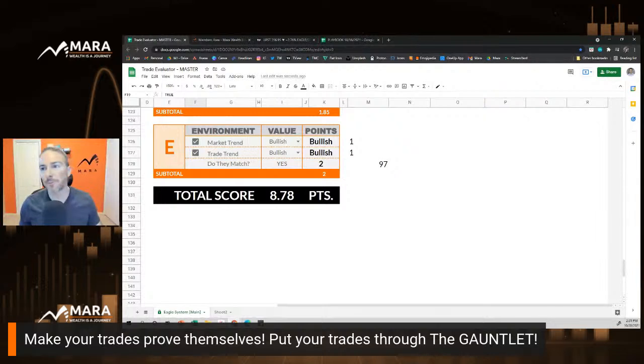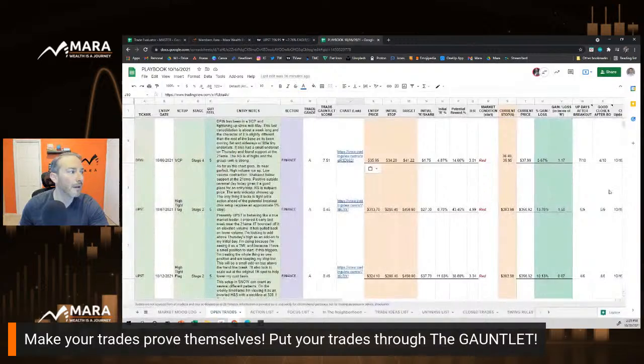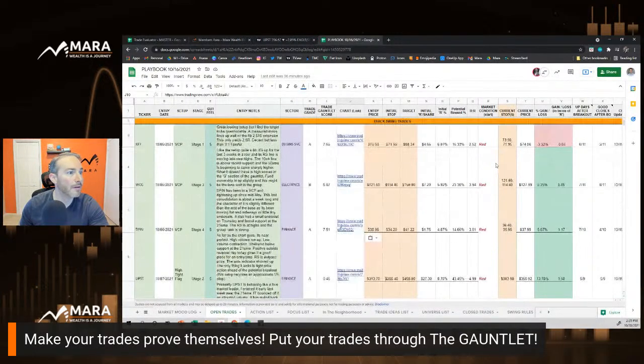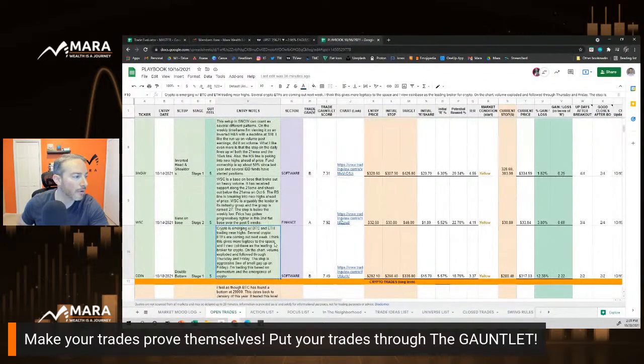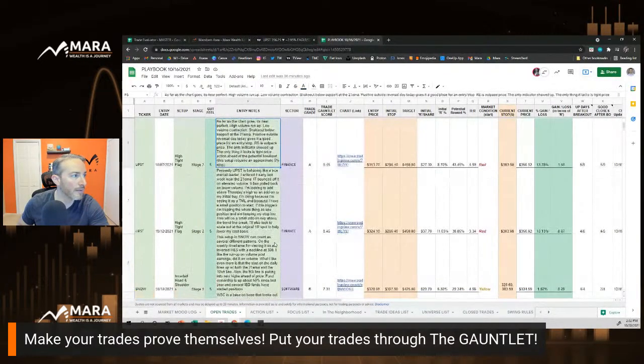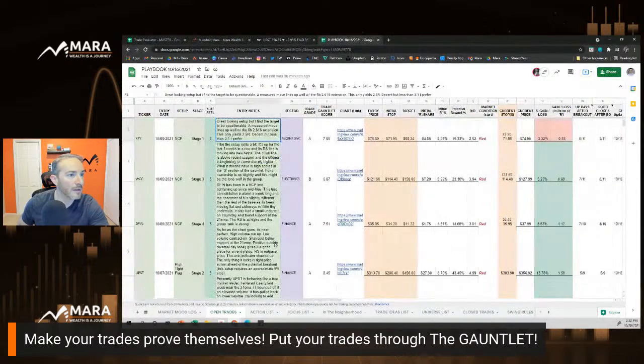All right, so that is how you build a gauntlet for your trades, and this is something that's been extremely helpful. When I look at the trades that I have open right now, how many trades do I have open? I have 1, 2, 3, 4, 5, 6, 7, 8.